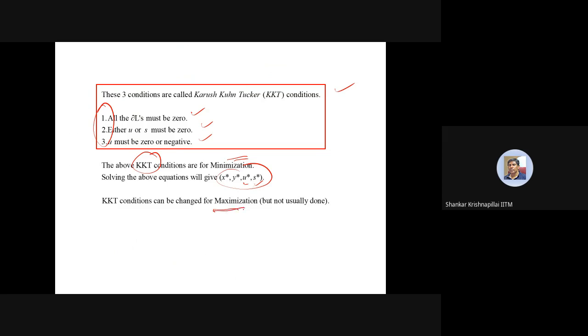Then for maximization, there's another set of rules for KKT conditions, but nobody follows that because people want to follow only one method, that is the minimization method. For maximization, they'll take the negative of the objective function and do the minimization.